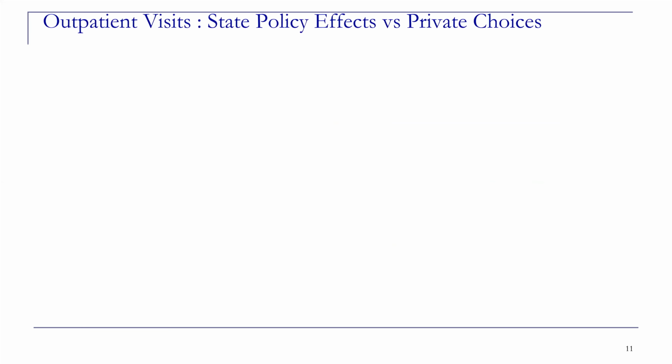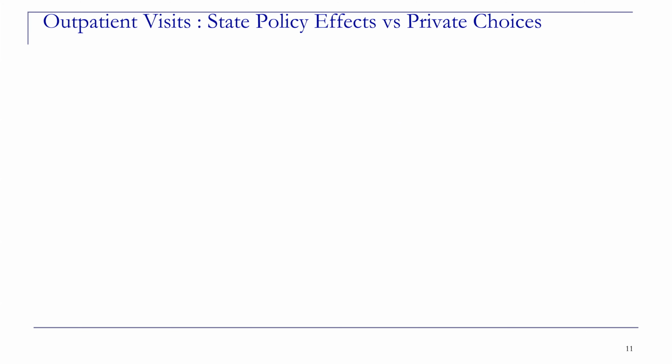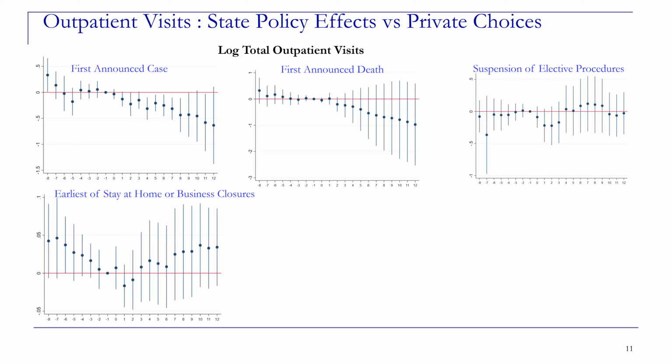All right, so now I'll show you some policy effects. And what does that mean? I'm interested in understanding, did these reductions in visits occur because we suspended elective procedures, or is it private choices of individuals? One way to do this is to do event study plots, simple things, using the stay-at-home orders, the elective suspensions, and then first case and first death. So first case and first death here are really proxying for fear of disease.